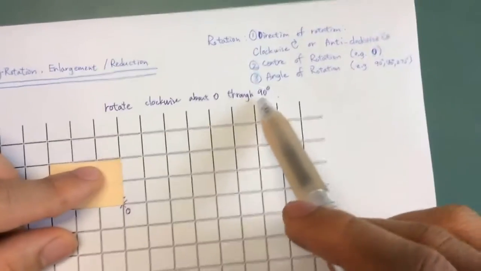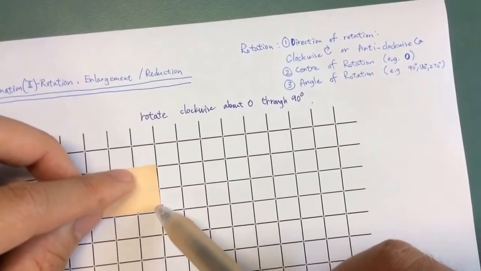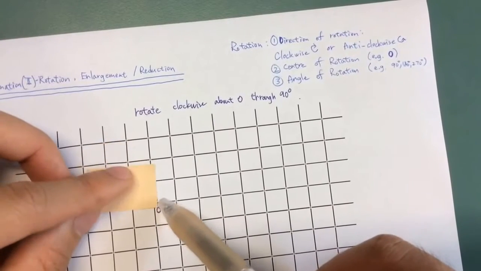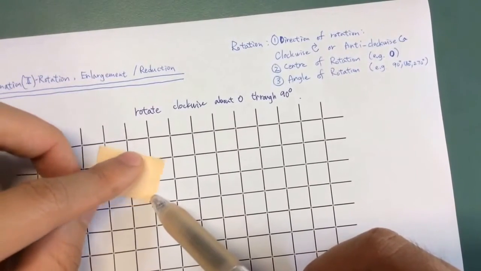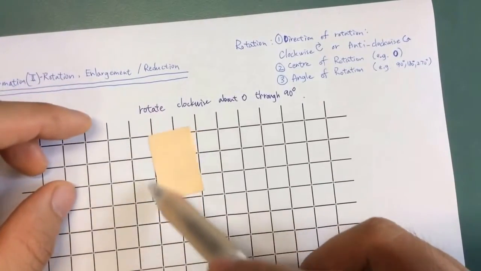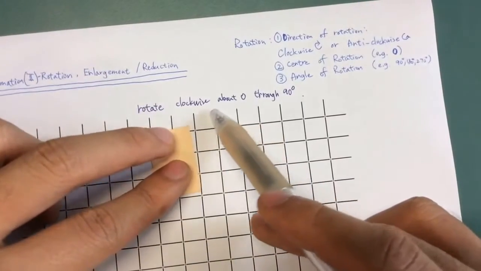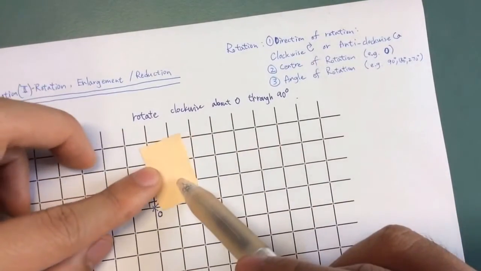How about this? It is through 90 degrees. So what does it mean? Originally it will be like this, and you can see there is a 90 degree angle here. That means originally this line or this point, you will move like this. This line becomes this line. This is moved clockwise about O through 90 degrees. So the image will be here.